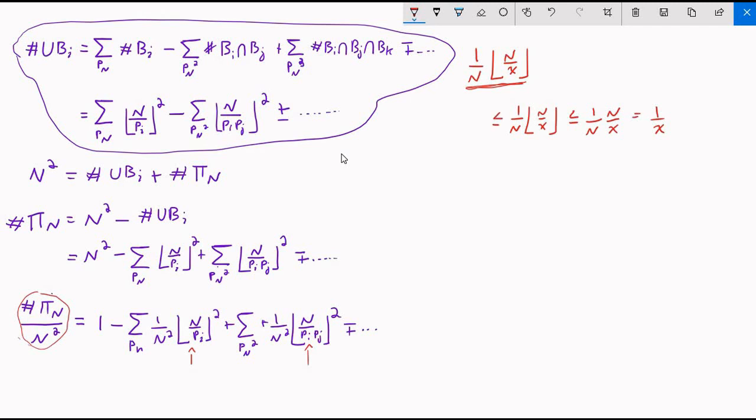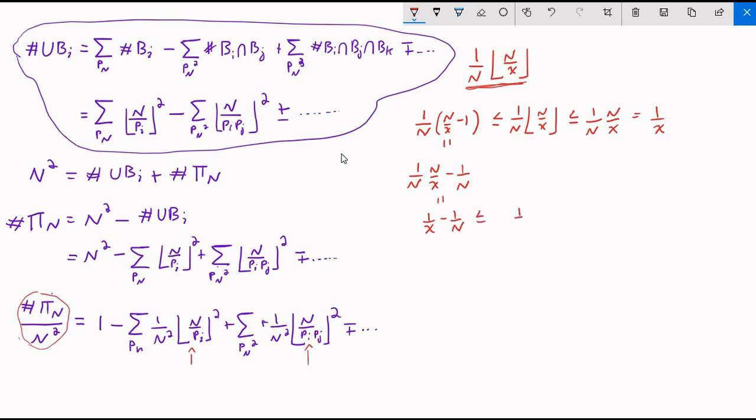On the lower end, we know that this must be at least the size of 1 over n multiplied by n over x minus 1, because the floor function is the nearest integer smaller than n over x. So certainly n over x minus another integer entirely is going to be smaller. This expression can be rewritten as 1 over n multiplied by n over x minus 1 over n, and the n's cancel out. So we're left with 1 over x minus 1 over n.